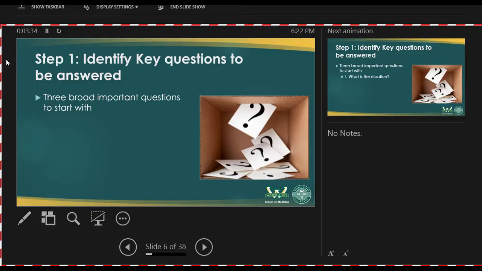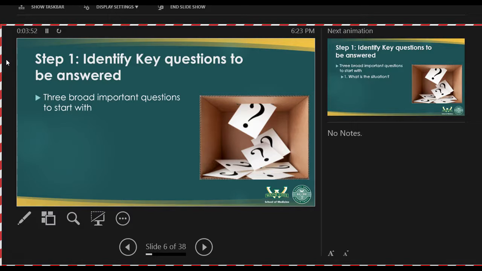And I think it's something that we do without acknowledging that we're doing it in a formal manner. So the first thing that you want to do is identify key questions to be answered. Whenever you go to any study, any public health project, any project that you're doing with research or public health, the first thing is what do you want to answer? What's the key question that you want to answer?